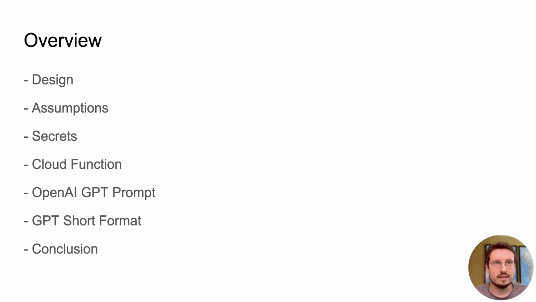Then we'll cover the cloud function, how to respond to every message with world. And then we'll cover the OpenAI GPT prompt, how to handle conversations, and how to respond with a long joke. Then we'll cover GPT short format, so we'll be generating short jokes. We'll have to modify the GPT prompt and turn GPT onto JSON object mode. And finally, we'll cover the conclusion.